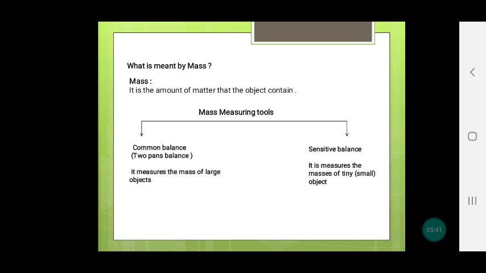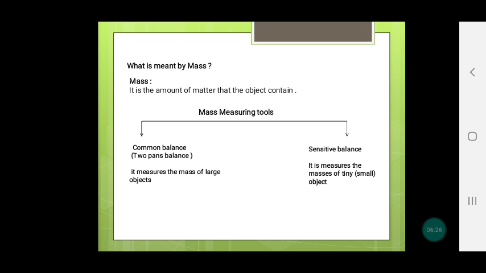Okay. The next definition in our lesson is mass. As we said before, mass is defined as the amount of matter that the object contains. Okay, so how can I measure the value of the mass? Can I just look at my book and say its mass is 500 kilogram? No, it's wrong. So I use two measuring tools to know the mass of anything. The mass measuring tools are the common balance and the sensitive balance.